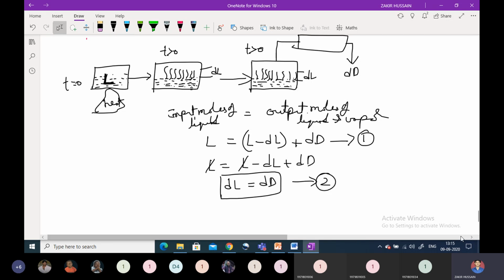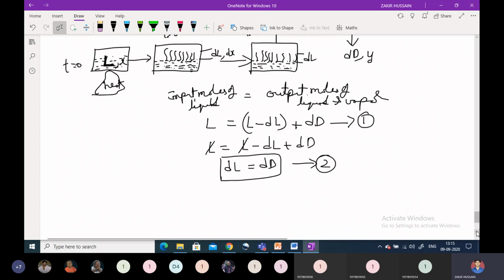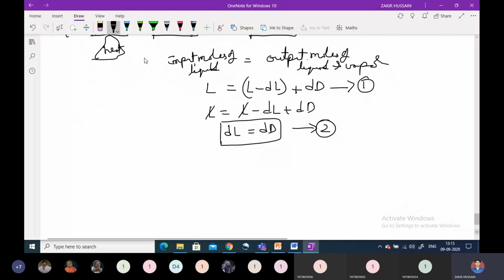So in this equation, assume the mole fraction of the more volatile component in this L moles of liquid will be X. If you consider the mole fraction of the more volatile component in this liquid as X, and here similarly dL amount of liquid will be vaporized, and since these are vapors which are condensed, these are denoted as Y. Okay, this is the overall balance.